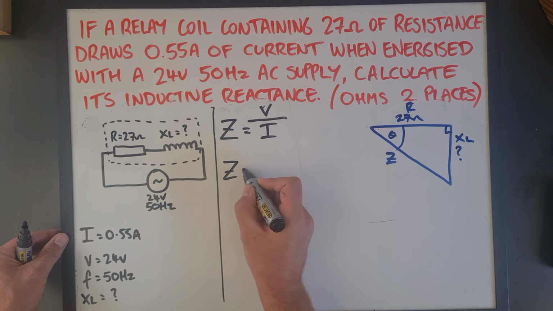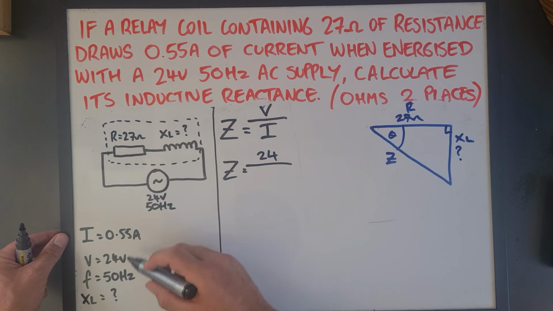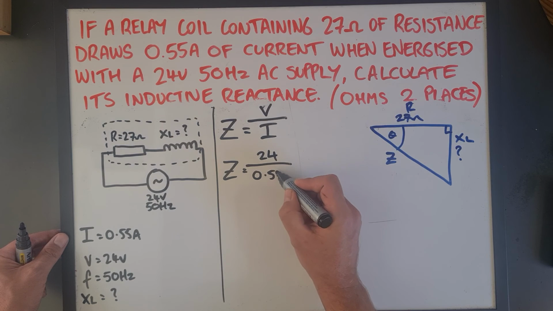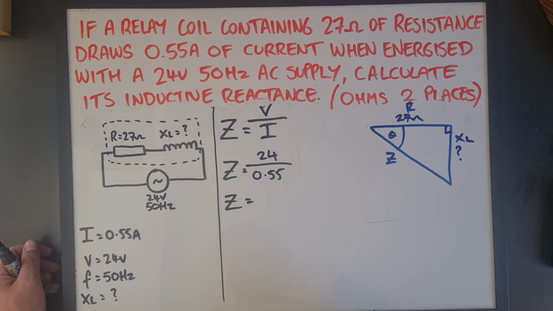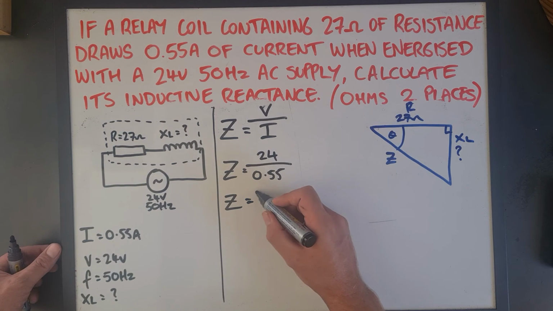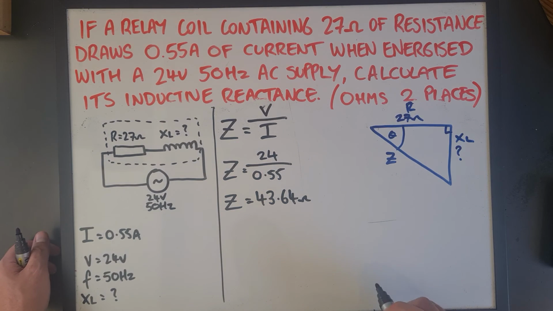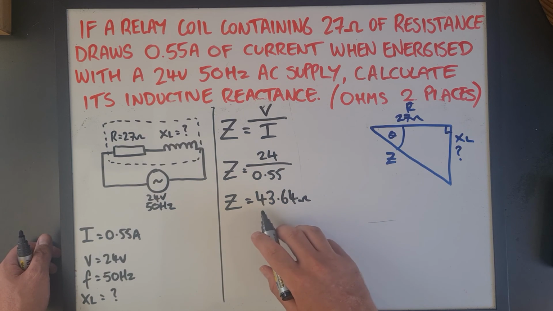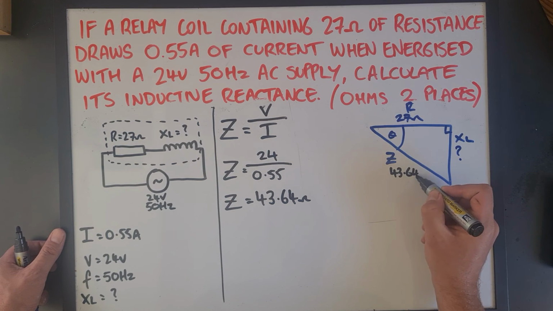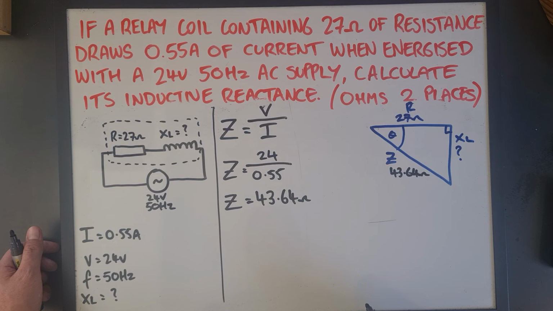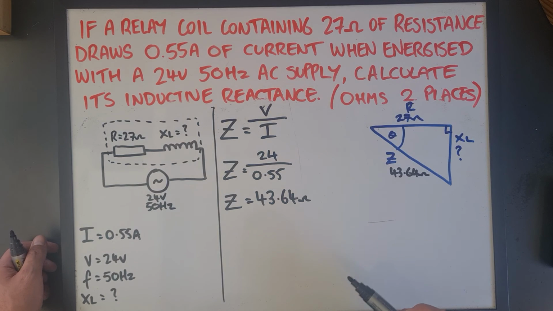We'll go Z is equal to 24 divided by your current of 0.55. And that's going to give us a value of impedance as 43.64 ohms. So there we go. We've just worked out the impedance, so we can put this value onto our triangle. And now it's going to be a bit easier for us to work out this side of the triangle because we've got the other two sides.